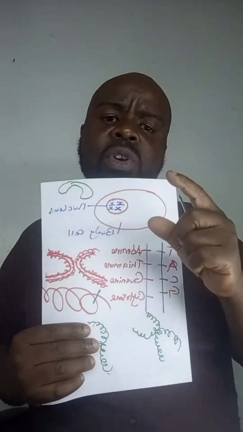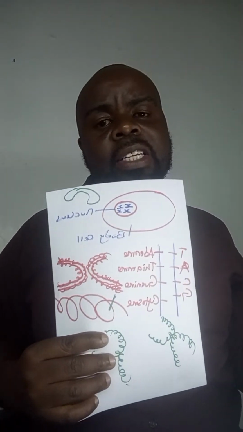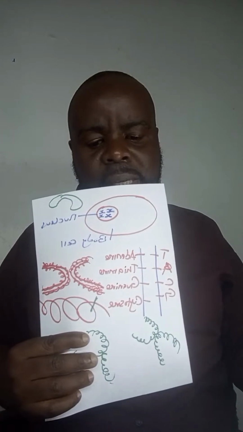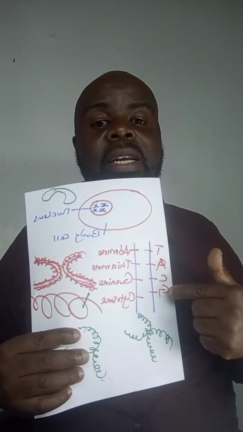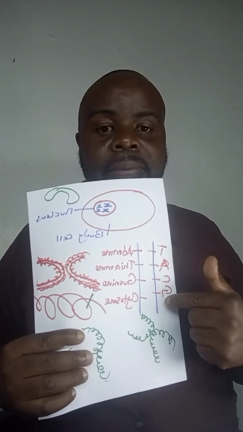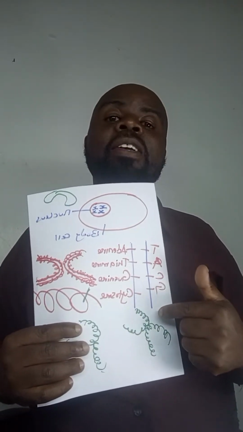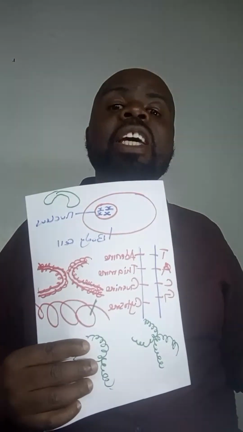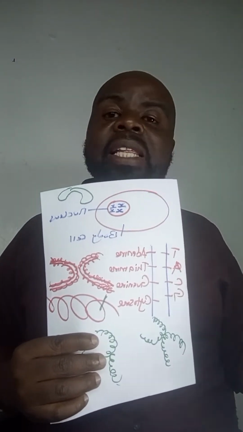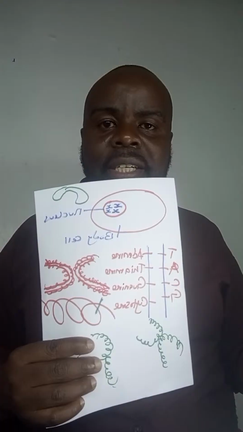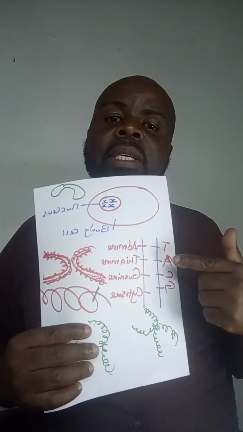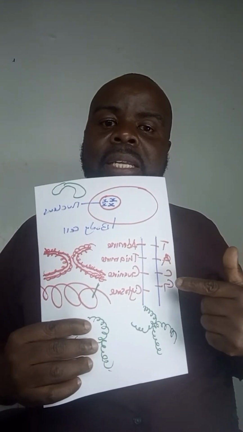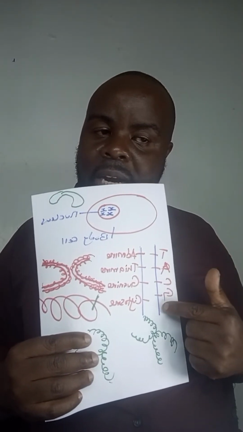But those two sugars, they carry different types of proteins. And these proteins are called thymine, adenine, cytosine, and guanine. Now here is where the DNA comes to be very interesting. Thymine is a protein, adenine is a protein, cytosine is a protein, and guanine is a protein.